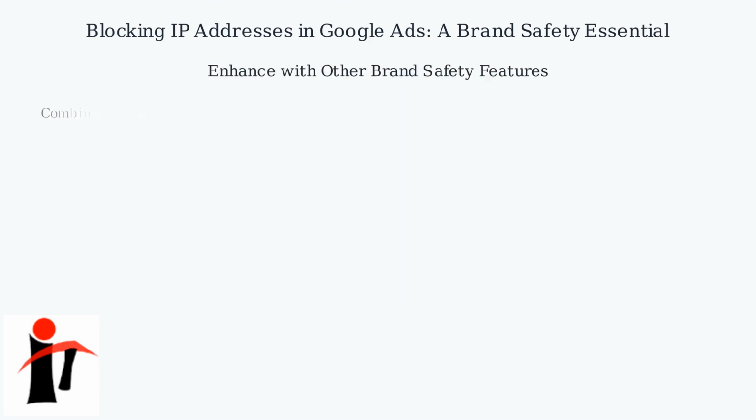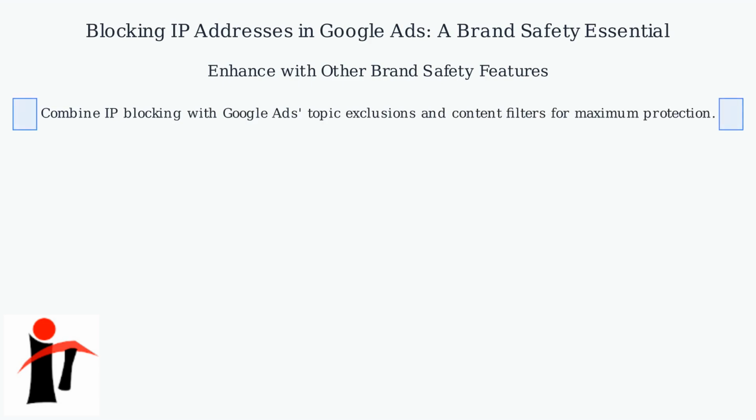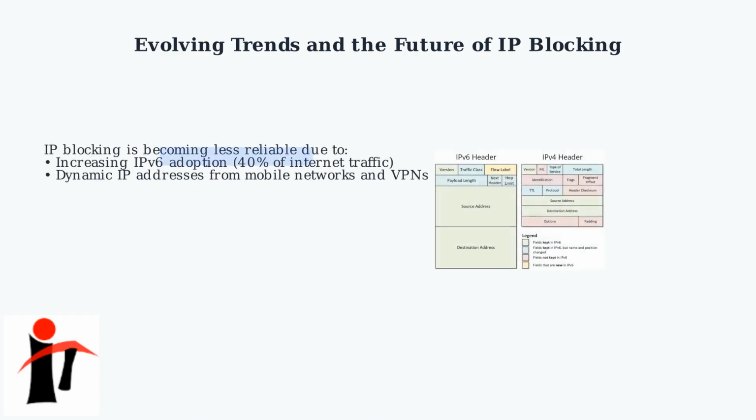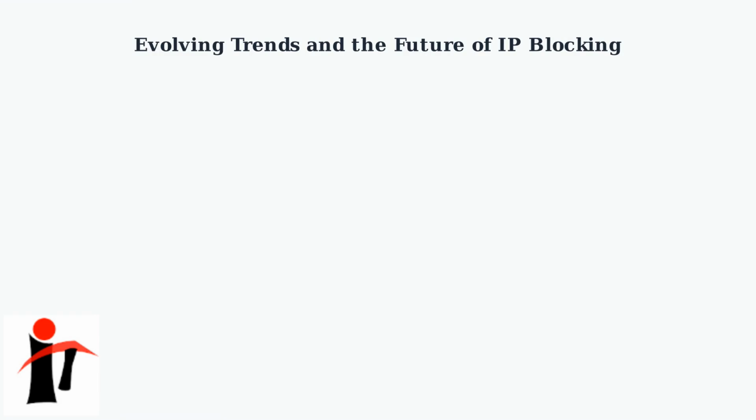For the best results, combine IP blocking with other brand safety tools in Google Ads, such as topic exclusions and content filters. While IP blocking remains useful for brand safety, it's becoming less reliable. With IPv6 adoption reaching 40% of global internet traffic and more dynamic IP addresses from mobile carriers and VPNs, traditional IP exclusions are harder to maintain effectively.